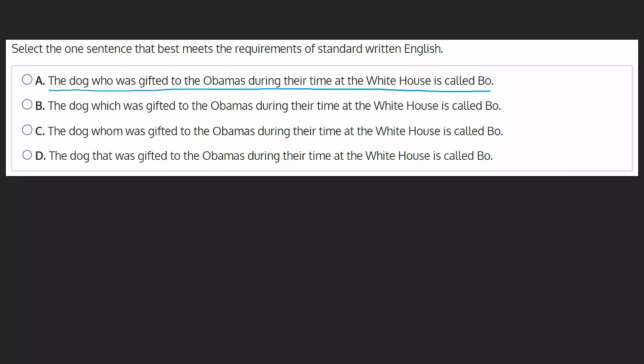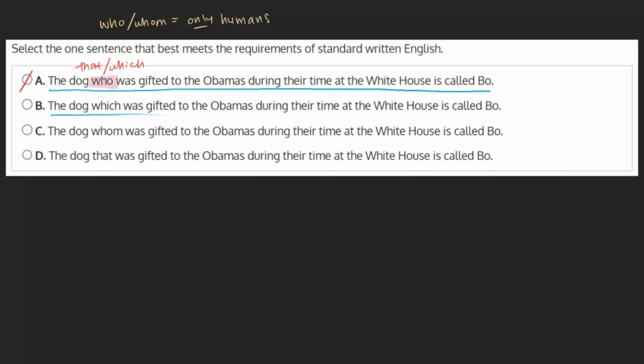Right off the bat, we can eliminate this choice as it uses the pronoun who to refer to Bo. In English, dogs are never referred to as who or whom, but rather that or which, depending on the context. Who and whom are reserved only for humans. This being the case, we can mark this choice off.